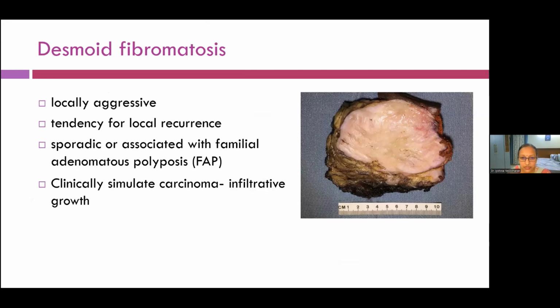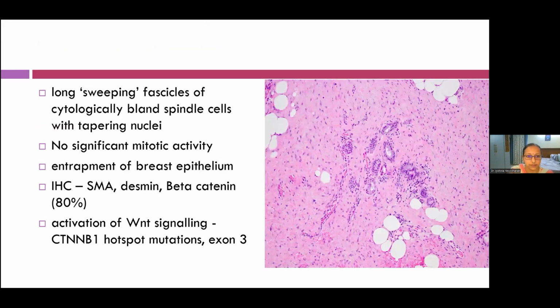So coming to the intermediate group under the fibroblastic, myofibroblastic lesions, the relatively common one is desmoid fibromatosis. This is a locally aggressive fibroblastic, myofibroblastic tumor with a high tendency for local recurrence. These could be sporadic or associated with FAP, and they also clinically simulate carcinomas because of their infiltrative growth. So on microscopy, you can find these long sweeping fascicles of very bland looking spindle cells with tapered nuclei, and often there is entrapment of benign breast ducts. Mitotic activity is not much, so it's very low grade looking. Immunohistochemically, they are usually positive for smooth muscle actin, and a very useful marker would be beta catenin, which is positive in 80% cases.